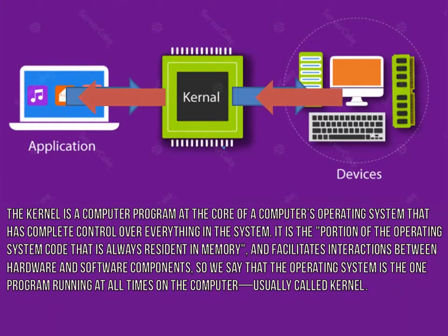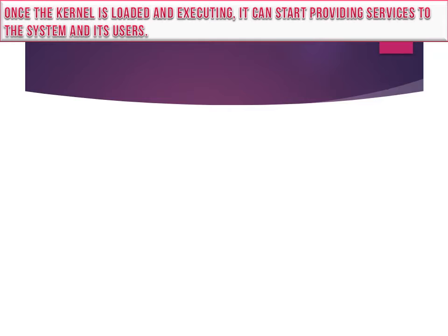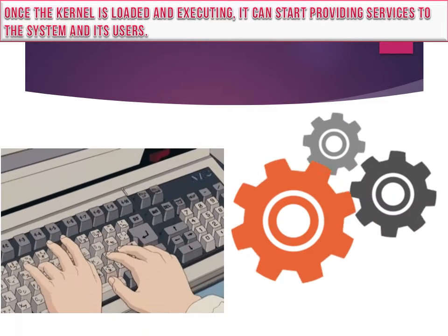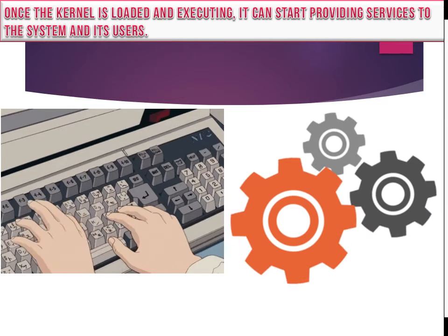The kernel is a computer program at the core of a computer's operating system that has complete control over everything in the system. It is the portion of the operating system code that is always resident in memory and facilitates interactions between hardware and software components. So we say that the operating system is the one program running at all times on the computer, usually called the kernel. Once the kernel is loaded and executing, it can start providing services to the system and its users.